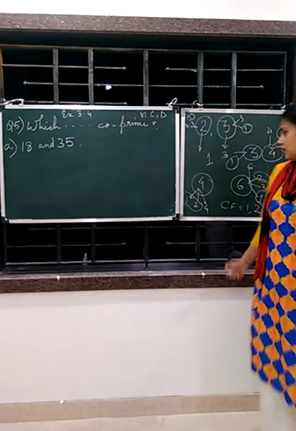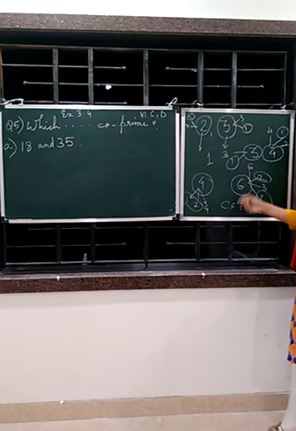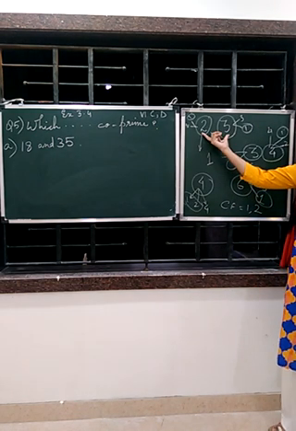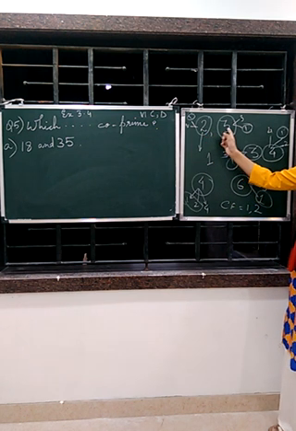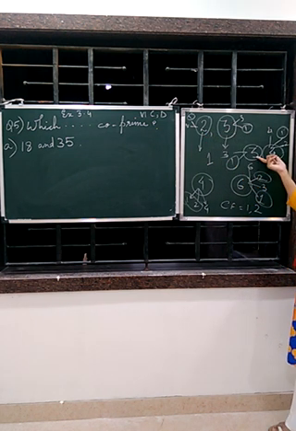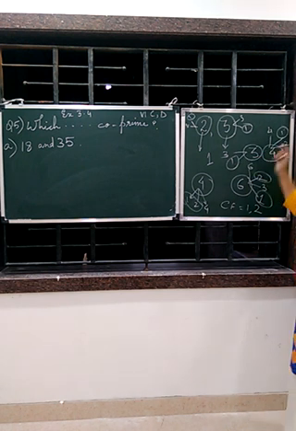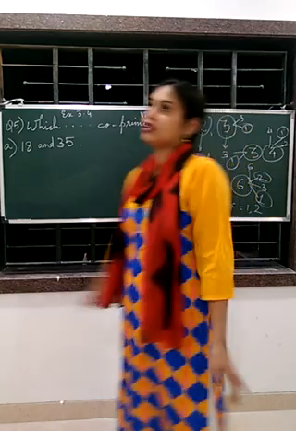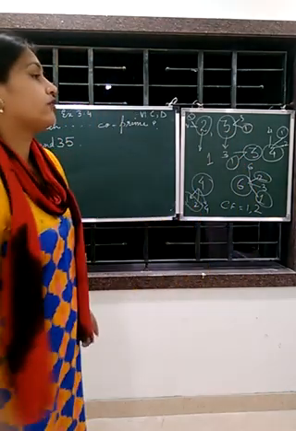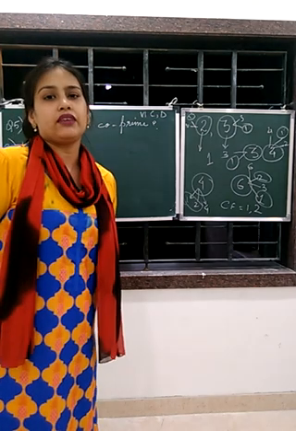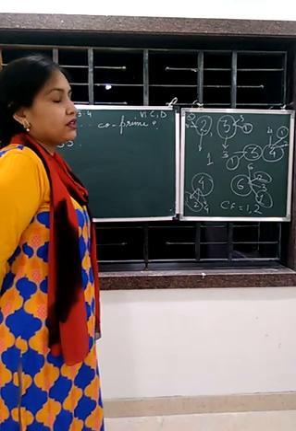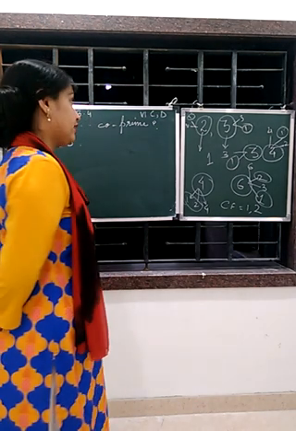Why? Because the common factor is not only 1 but 1 and 2. But if we talk about 2 and 3, the common factor is only and only 1, so 2 and 3 are co-prime numbers. Similarly 3 and 4, the common factor is only 1, so 3 and 4 are co-prime numbers. Similarly, other pairs of co-prime numbers you can say are 5 and 6, 6 and 7, 5 and 7.